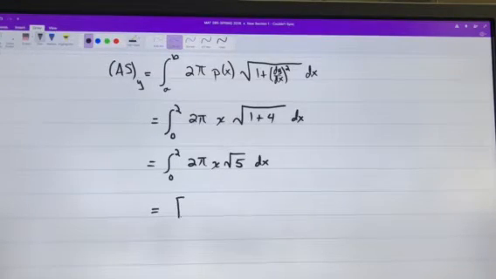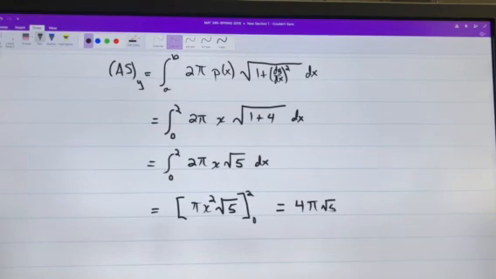And the antiderivative of 2 pi x would be pi x squared, and tagging along, we have the square root of 5, as x goes from 0 to 2. Okay, so at 0, the expression is negligible. As for 2, we have 2 squared is 4 times pi times the square root of 5. And once again, for the area of surface generated about the y-axis, we will end up with 4 pi times the square root of 5 square units.